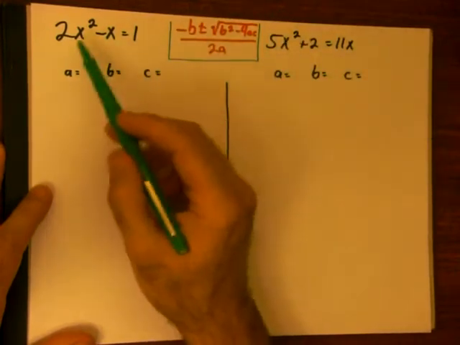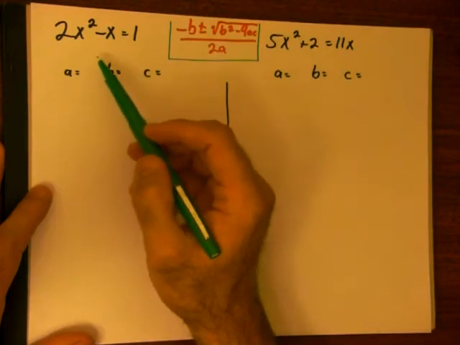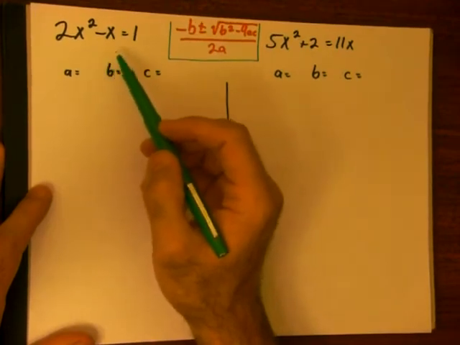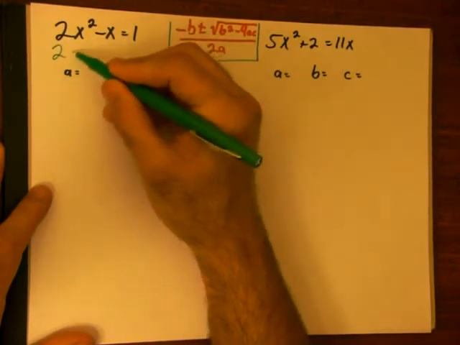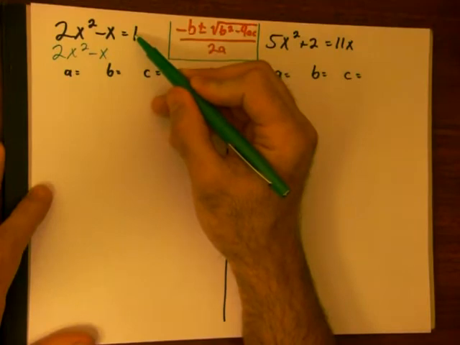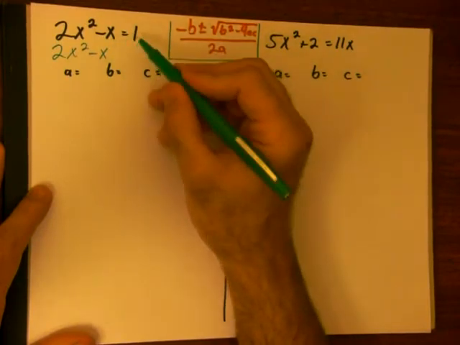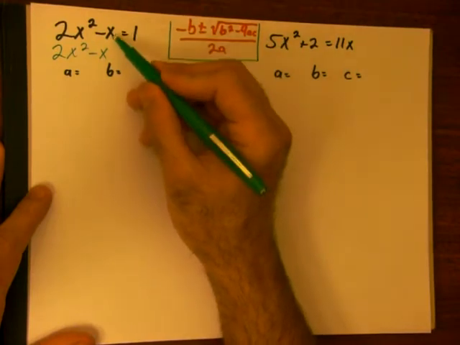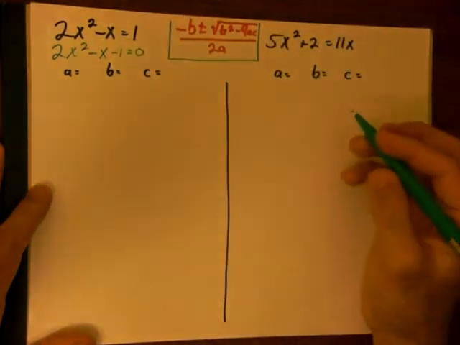We need to rearrange this equation so it is in our form ax squared plus bx plus c. So we rewrite it as 2x squared minus x. We want to subtract 1 from this side to bring it over there. So we subtract it here, subtract it there, minus 1, and we get equals 0.